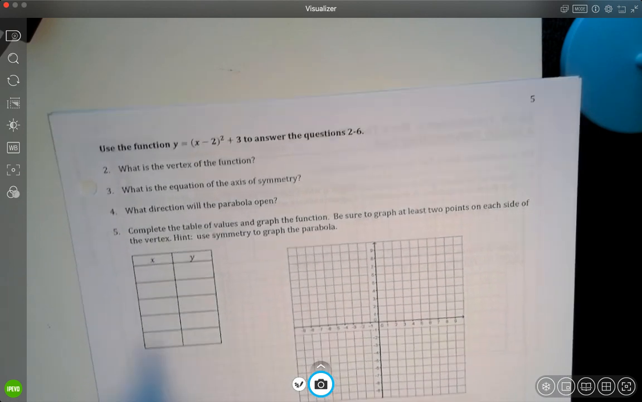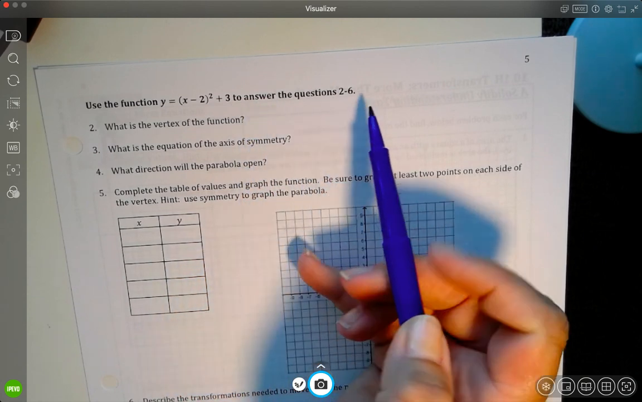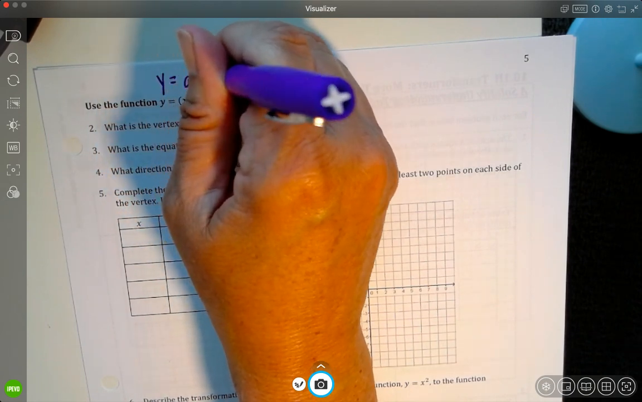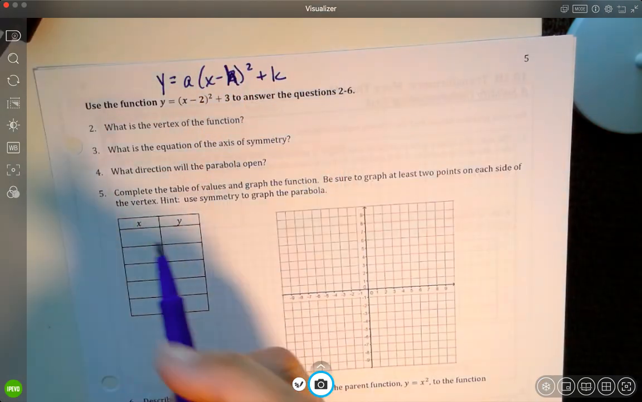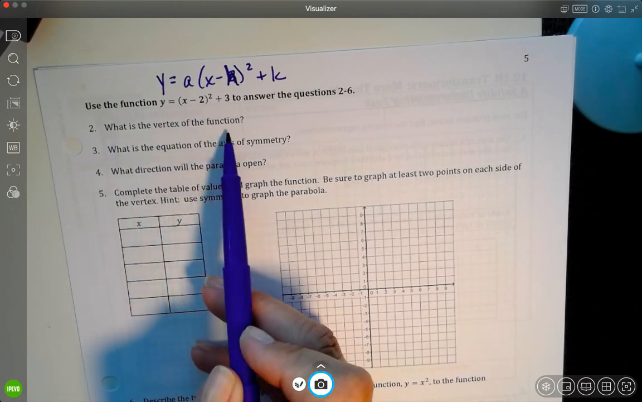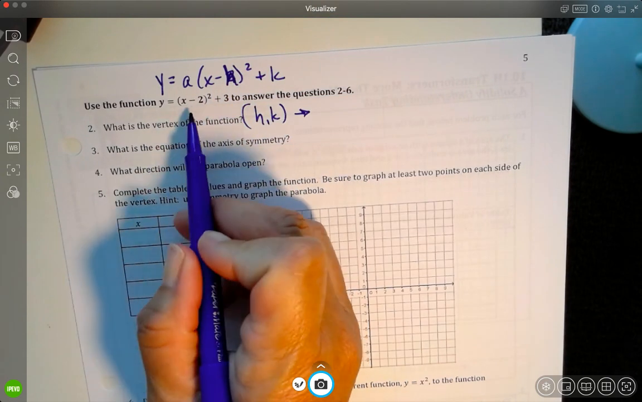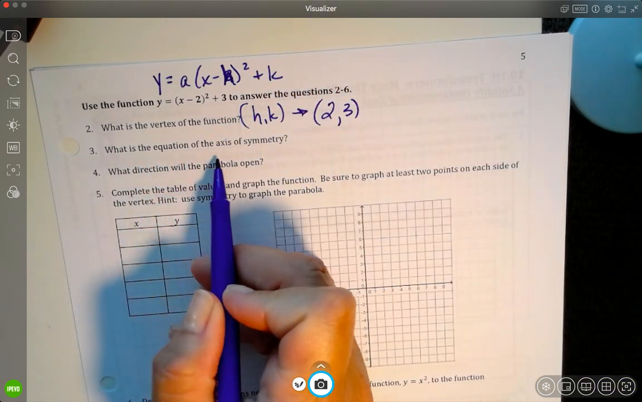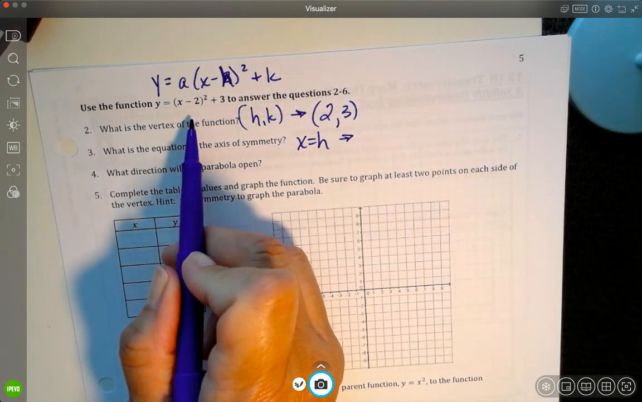It says use the function y equals quantity x minus 2 squared plus 3 to answer the question. Okay, remember our general vertex form is y equals a times x minus h squared plus k. All right, so this is your vertex form. So you're just going to plug in. It says, what is the vertex of the function? Remember, the vertex is (h, k). So in this case, for this equation, the vertex is going to be (2, 3). What is the equation of axis of symmetry? Remember I told you it's going to be x equals h. So for this function with these numbers, it's x equals 2.